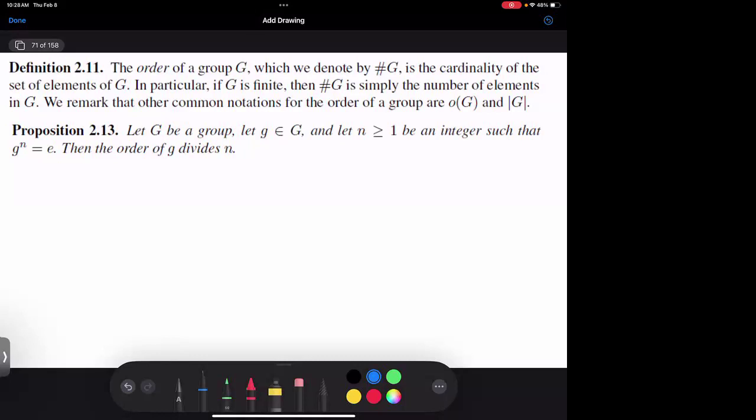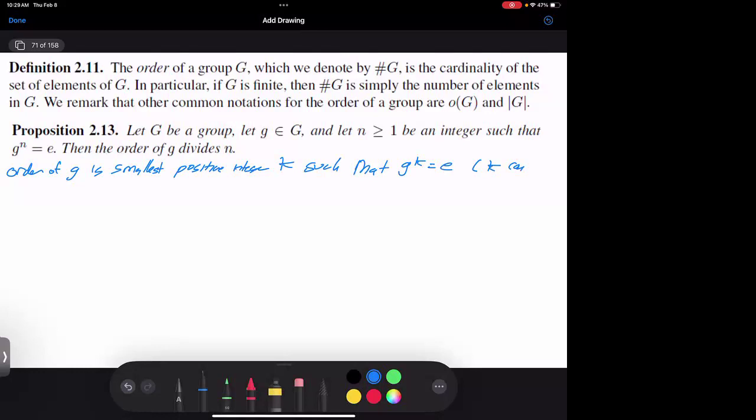And so the proposition we now have is, imagine you have a group G, you choose some element, and let n be an integer such that when you raise G to the nth power, you get the identity element E. Then the claim is the order of G divides n. So the order of G is the smallest positive integer, k, such that G to the k equals E.